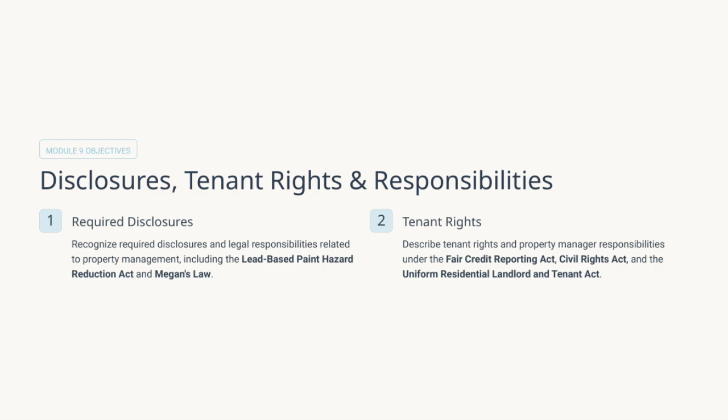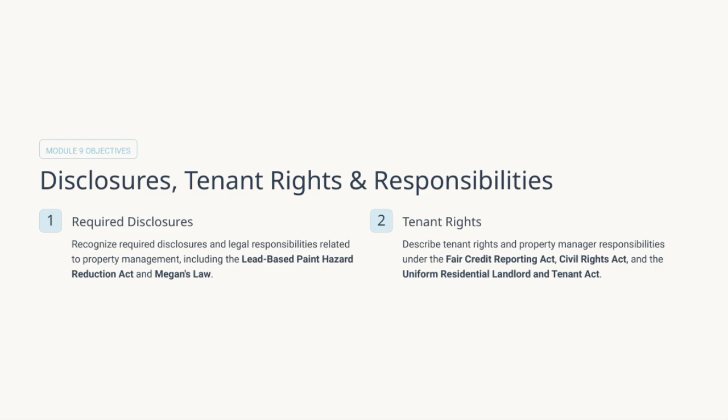Next, the Civil Rights Act prohibits discrimination based on race, color, religion, sex, or national origin. This means property managers must treat all tenants fairly and without bias during the application process and throughout the tenancy. Then, there's the Uniform Residential Landlord and Tenant Act, which sets clear standards for lease agreements, security deposits, and eviction procedures. It's about ensuring both parties understand and follow their legal obligations.